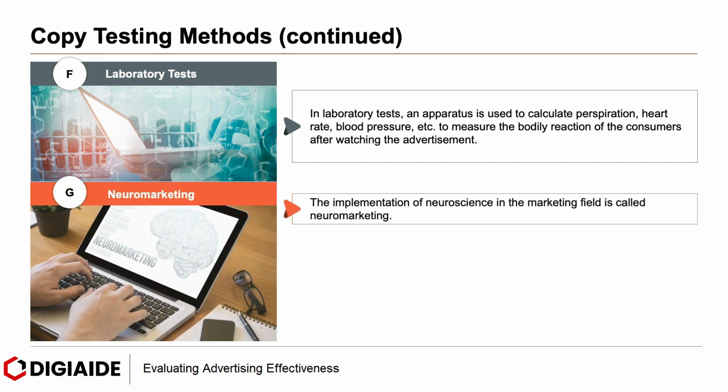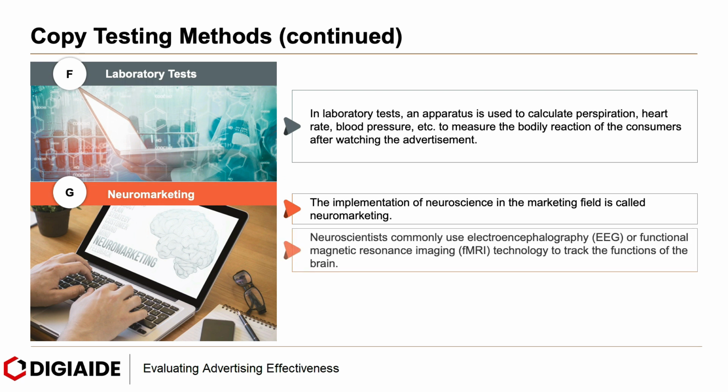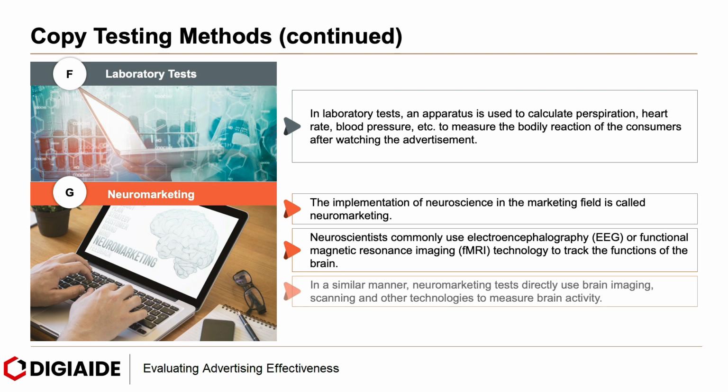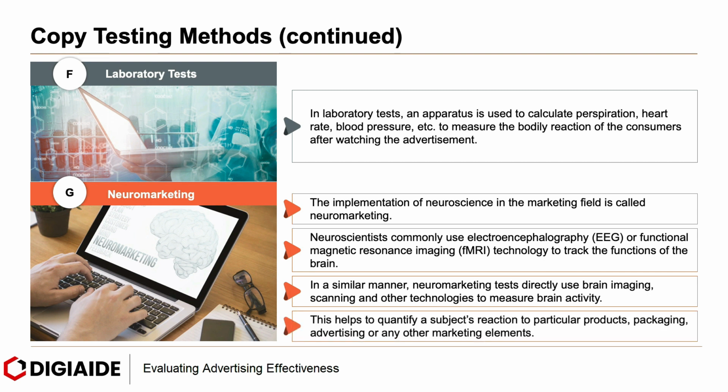And finally, neuromarketing. The implementation of neuroscience in the marketing field is called neuromarketing. Neuroscientists commonly use EEG or functional magnetic resonance imaging technology to track the functions of the brain. In a similar manner, neuromarketing tests directly use brain imaging, scanning, and other technologies to measure brain activity. This helps to quantify a subject's reaction to particular products, packaging, advertising, or any other marketing element.